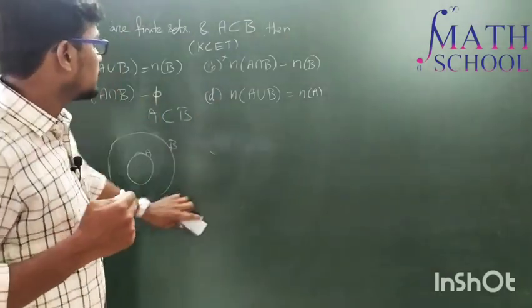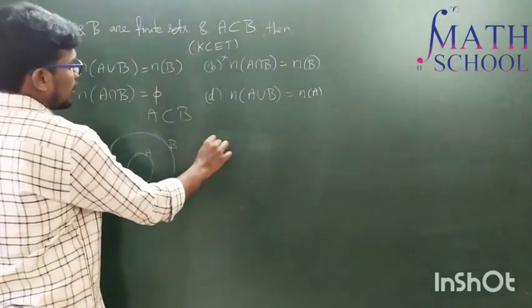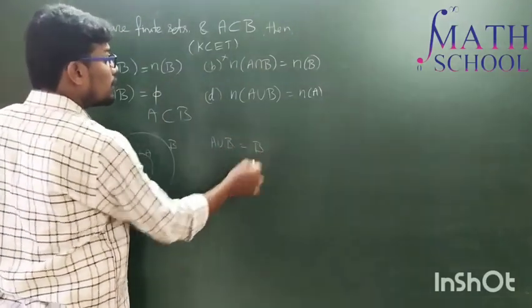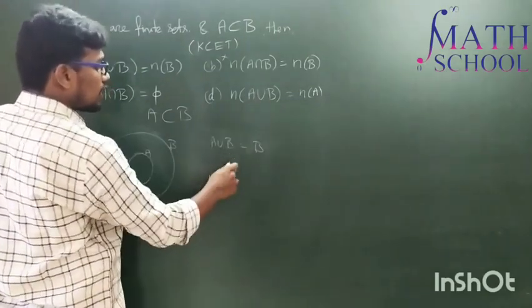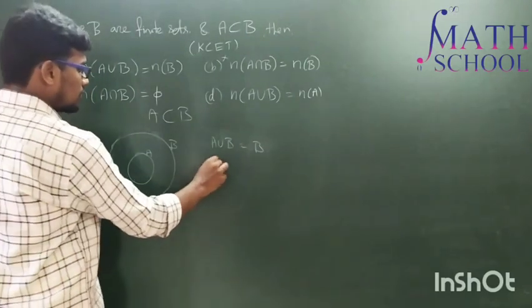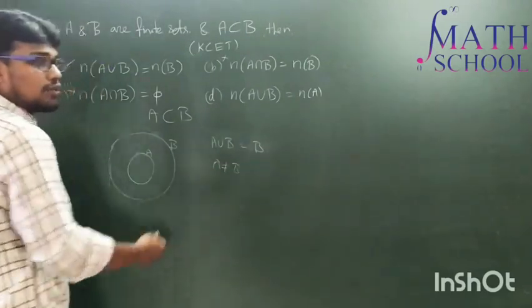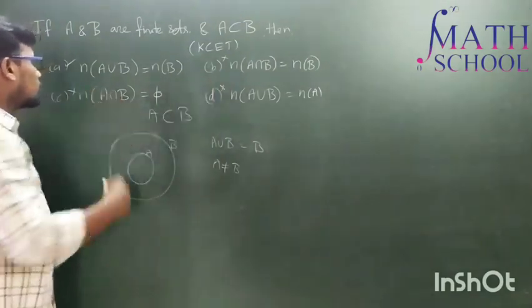So look at the last option. What does it say? N of A union B is equal to N of A. When A is a subset of B, what is A union B? Just now we have seen that it is simply B. So what they are saying is N of B is equal to N of A, which is not possible, because A need not be equal to B always. So we can omit this option also. So the right option is option A.